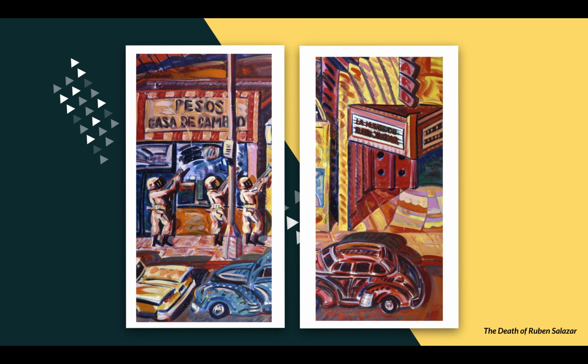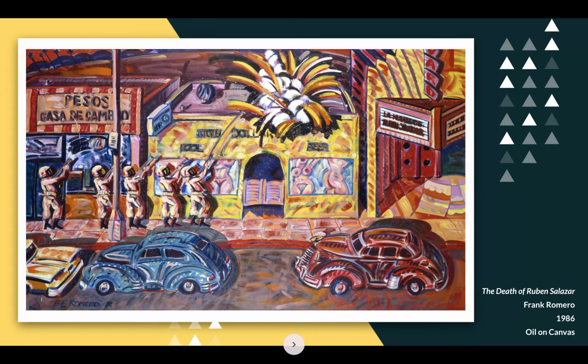On the right side of the painting, one can see the marquee of a local movie theater where Romero has written La muerte de Rubén Salazar, as if a movie about his life was already being played. Ultimately, this bold and unique piece is a perfect example of the intersection of the beauty of art and the recording of a piece of modern American history.